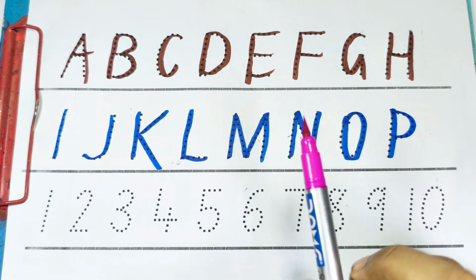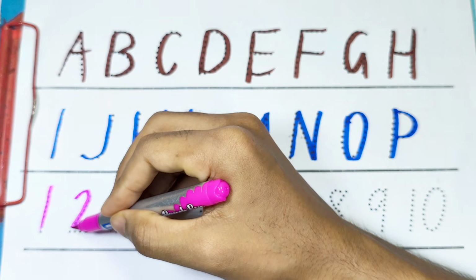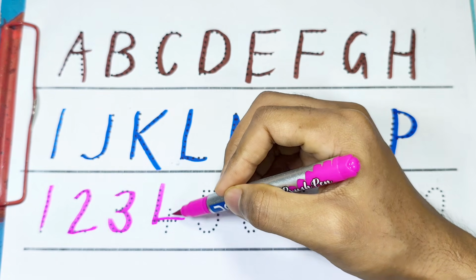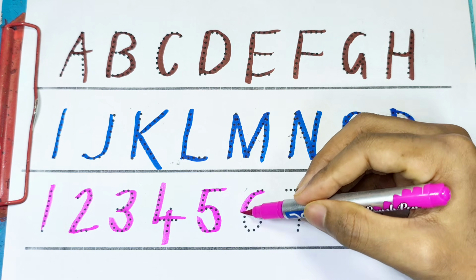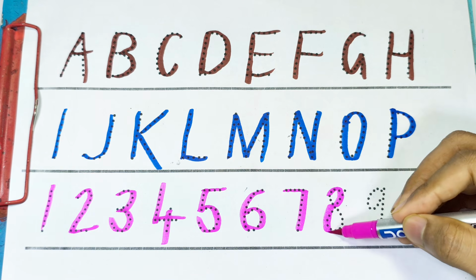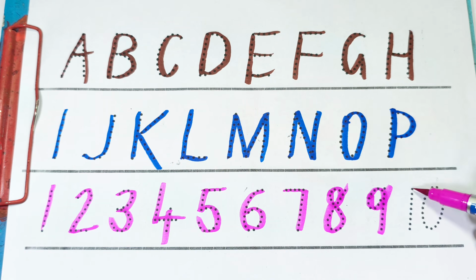Now we're using the color of dark pink and writing the number of 1. The next one is 2, 3, 4, 5, 6, 7. The next one is 8. Stay with us. 9. The last one is 10.